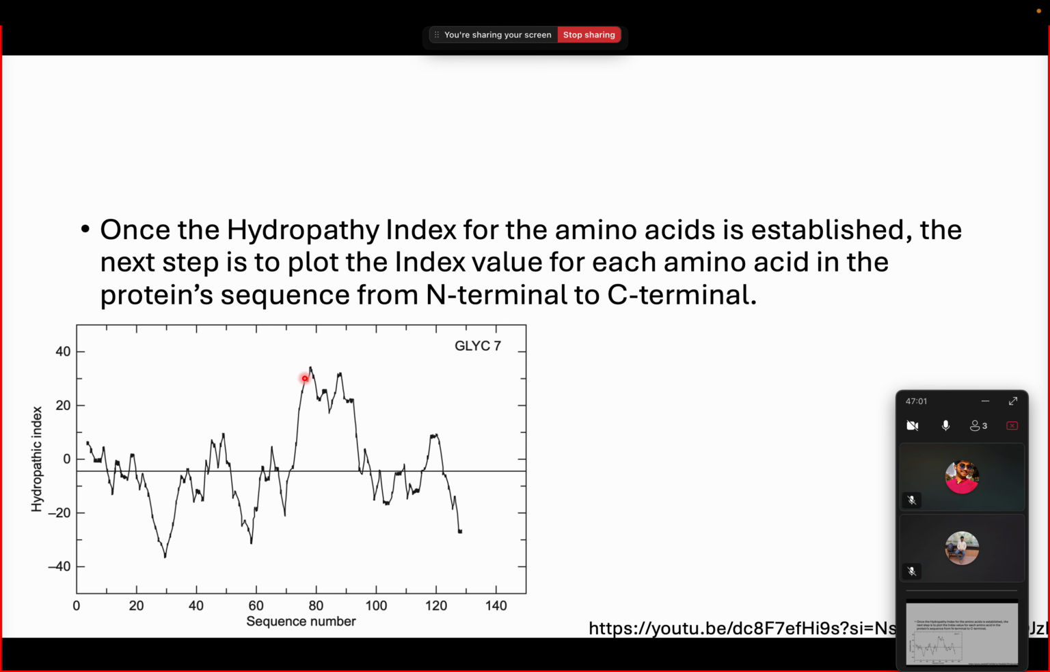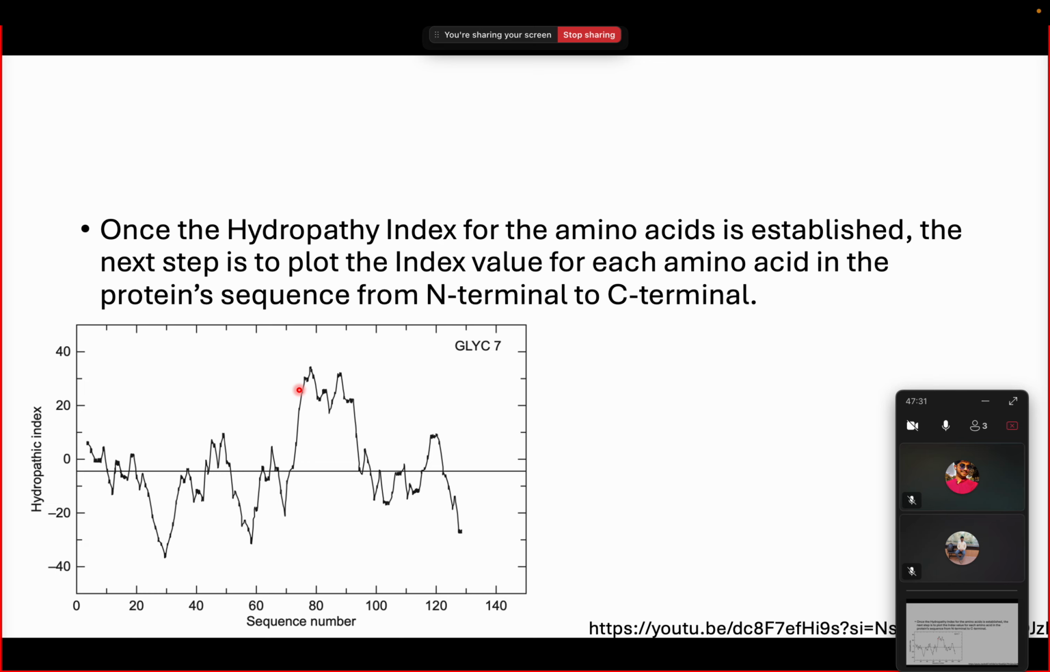This patch is roughly from maybe the 73rd or 74th residue, from the 75th residue till maybe 98 or 99. Let's take 95 or something. So from 74 to 95, there is a large hydrophobic patch, indicating that this section of the protein will tend to stay in the membrane.